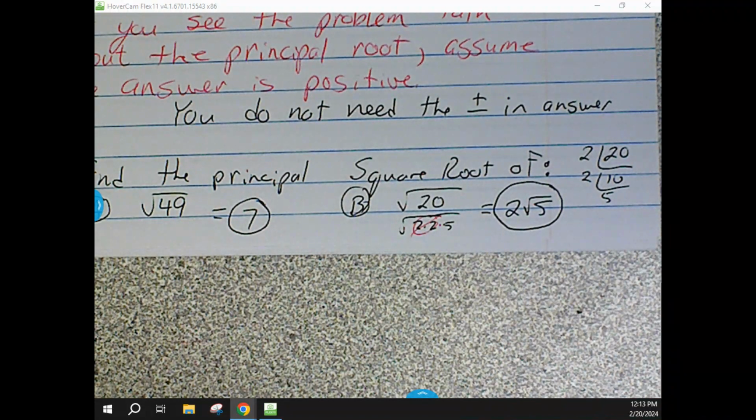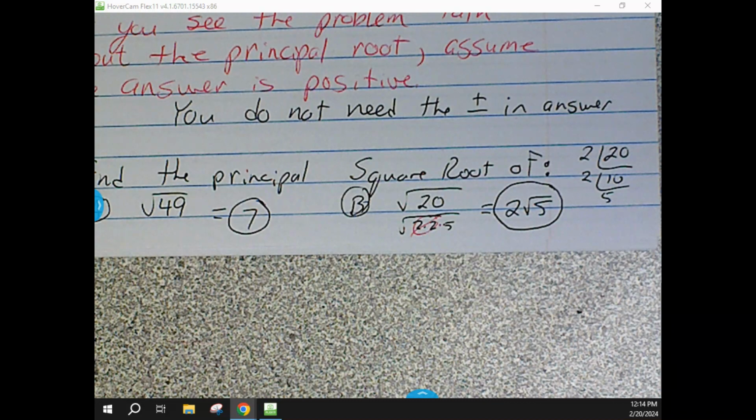Okay, so if it asks you to find the principal square root or the principal root, you do not have to worry about the plus or minus. You just give me the number. Don't worry about any signs for anything. Just leave it just like it is. And again, that just means it's still the same answer. You just don't have to worry about the plus or minus for that one.